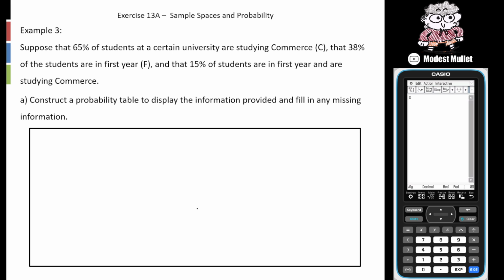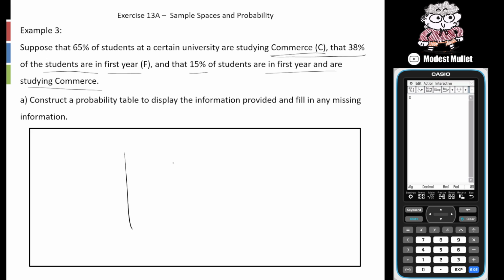Rightio, lastly, let's practice using some probability tables. Suppose that 65% of the students at a certain university are studying commerce, and that 30% of the students, so this is students in general, are in the first year, and that 15% of the students are in first year and are studying commerce. Okay, so how do we break this down?